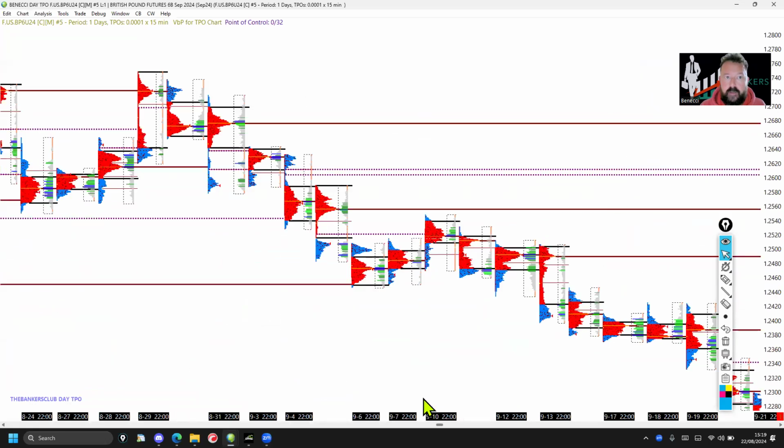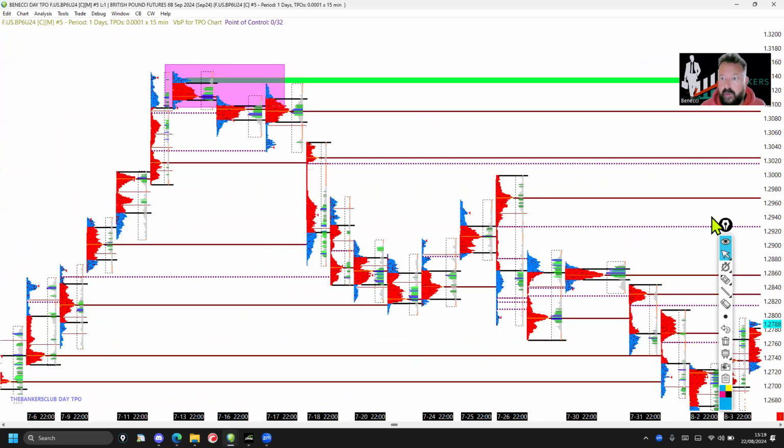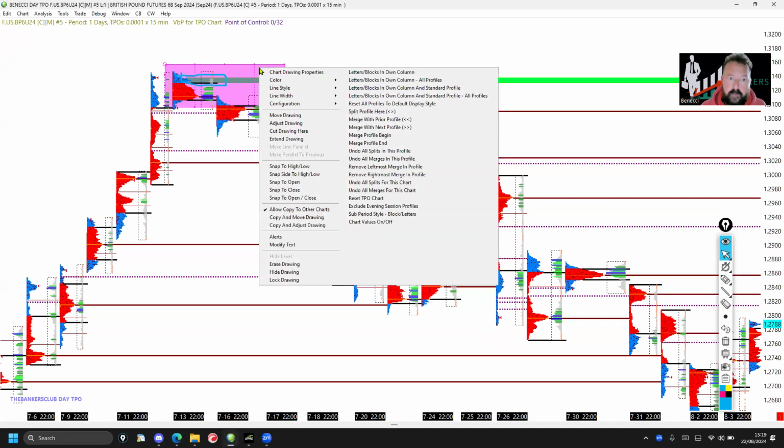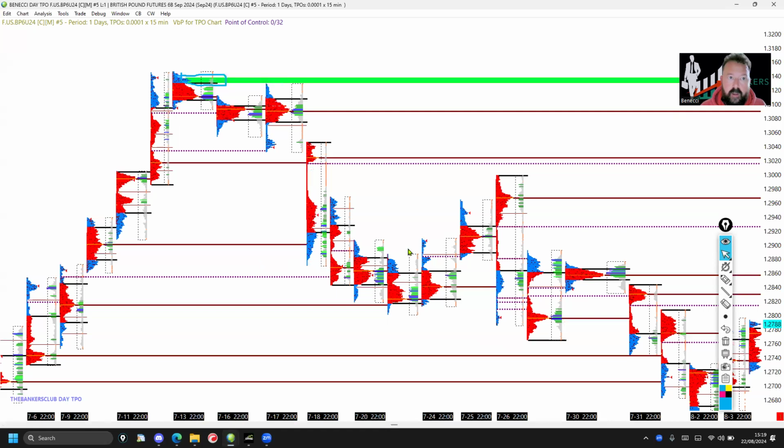I can find it quickly. There we are. So basically, this is where I drew my zone out. Let me just delete this box for you so it makes it a bit clearer. And we can see we've got a value area high and a high volume node.